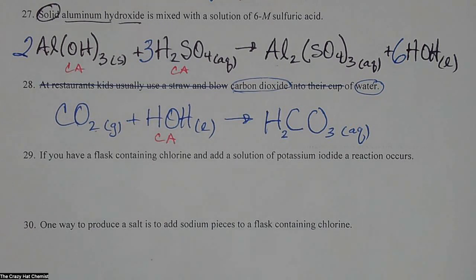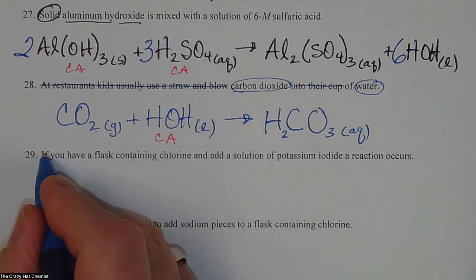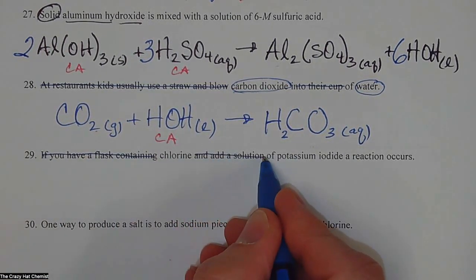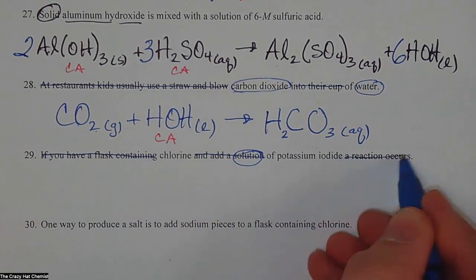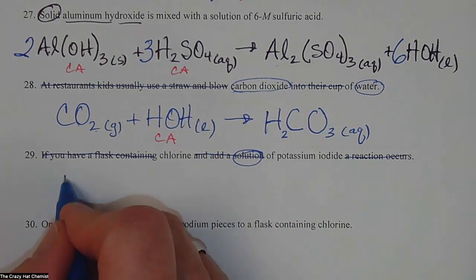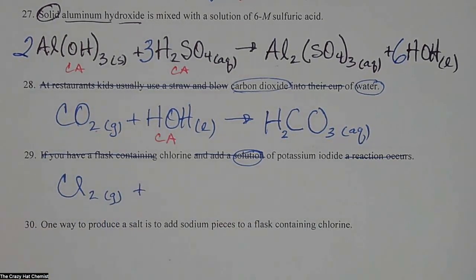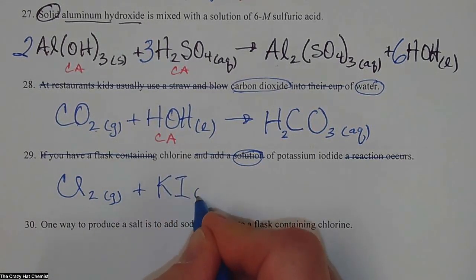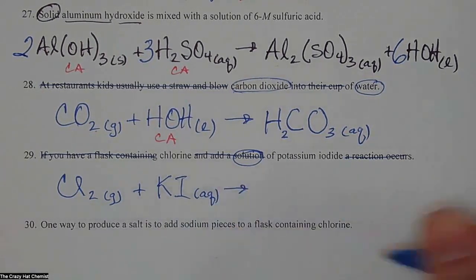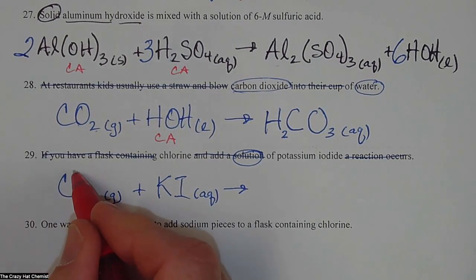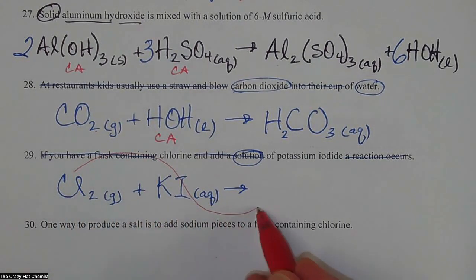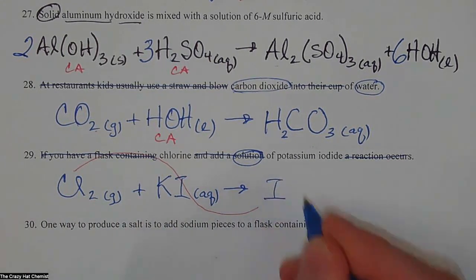We are moving on to 29. If you have a flask containing chlorine and add it to a solution of potassium iodide, a reaction occurs. Chlorine is a diatomic, it's a gas, added to a solution of potassium, group one, iodide, halogen. So KI, and it says solution, aq. This is a single displacement reaction. This chlorine is a nonmetal, so it will displace the anion, or the nonmetal. Then you will have iodine.